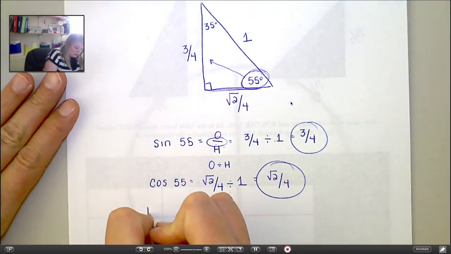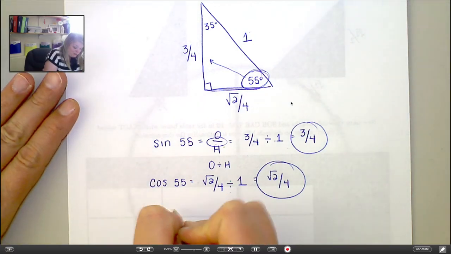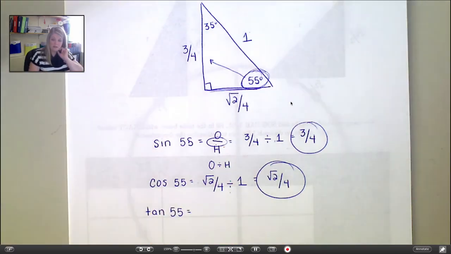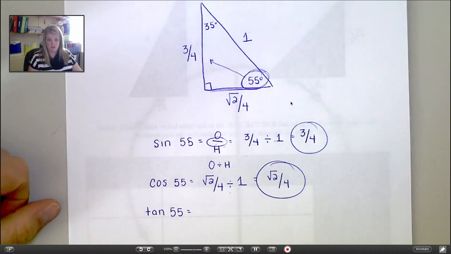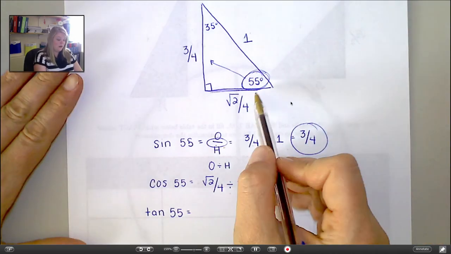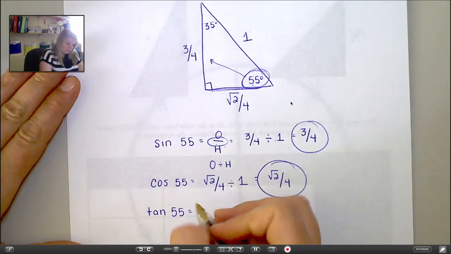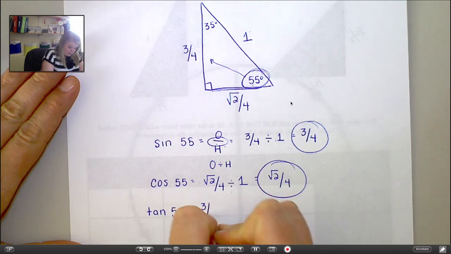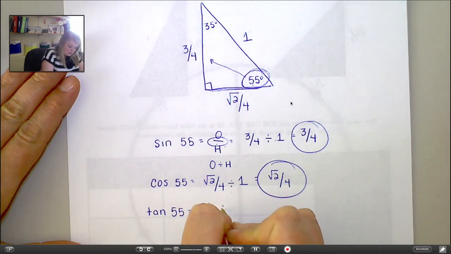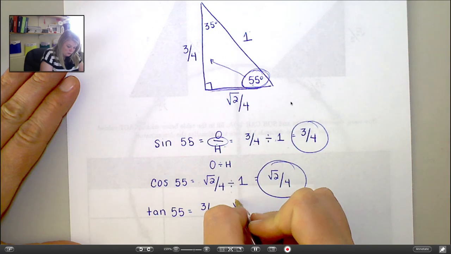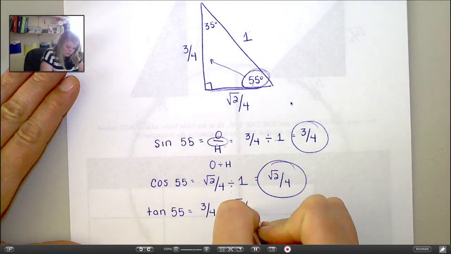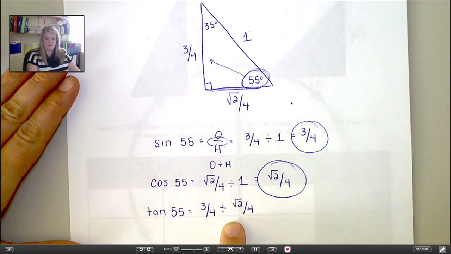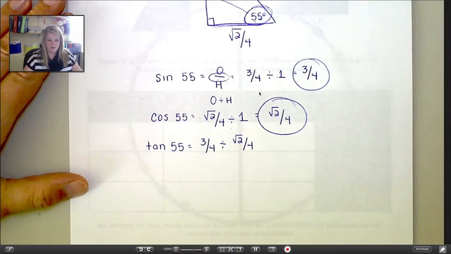When I go to do tangent of 55, tangent of 55 is opposite over adjacent, or opposite divided by adjacent. So opposite from 55 would be the 3/4. And then I'm going to divide by the adjacent side, which is square root of 2 over 4. That's going to be a lot messier to do your division with. Okay, I'm going to slide this up so you can see it.